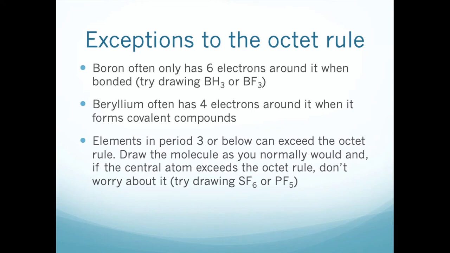Now, what about exceeding the octet rule, going over that limit of 8 electrons? Well, if you have an element that's in period 3 or below. Please note again, period 1 is hydrogen and helium, and then period 2 is lithium all the way to neon. Anything below that, so period 3 and below, it's okay to exceed the octet rule if you have to. If you're curious about why this is the case, you're starting to get really close to the d orbitals at that point, once you get to period 3 and below.